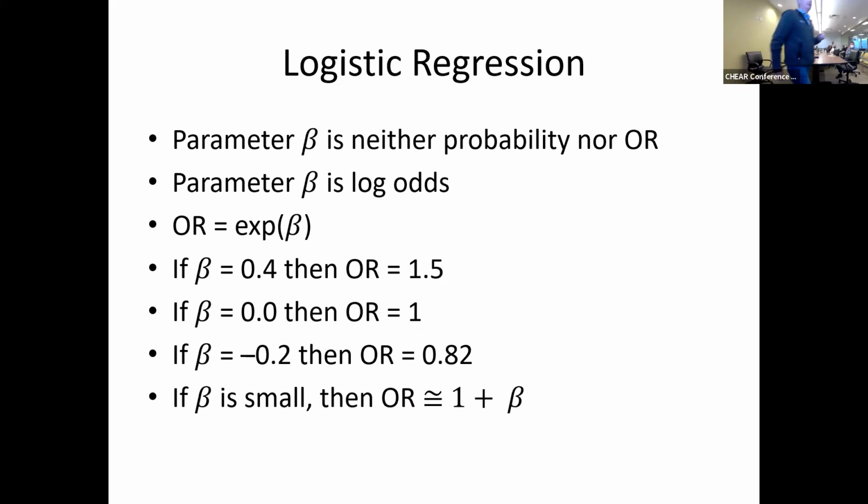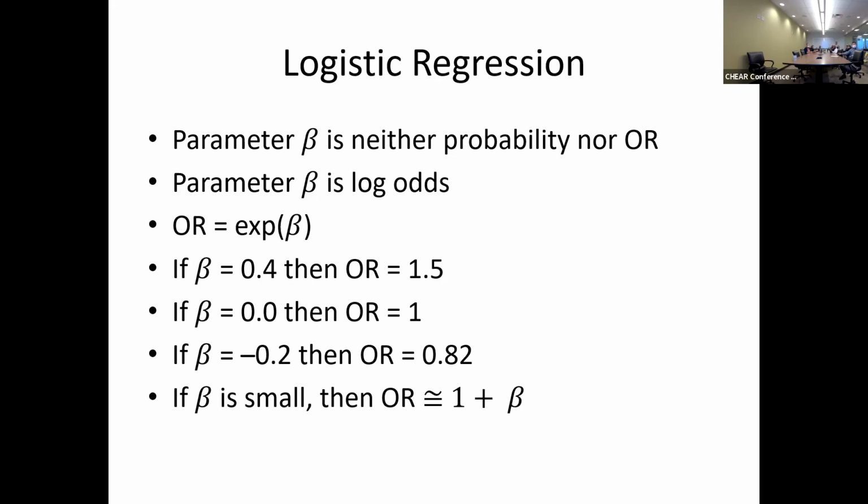So one way to think about that is the odds ratio is the exponentiated beta, or if you take the natural log of this, then beta is the log of the odds. So to go back and forth, it's exponentiation or natural log. Just a few examples here. If beta is 0.4, then e to the 0.4 is about 1.5. If beta is 0, then the odds ratio is 1. So this is the even odds case.